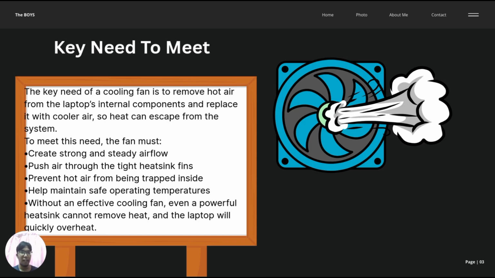So, we move to the key need to meet. The key need a cooling fan must meet is the main need of removing hot air from inside the laptop and replacing it with cooler air so that heat can escape efficiently. To meet this need, the cooling fan must produce strong and continuous airflow. It must push air through the narrow heatsink fins and prevent hot air from being trapped inside the laptop. By doing this, the cooling fan helps maintain a safe operating temperature and prevents overheating.